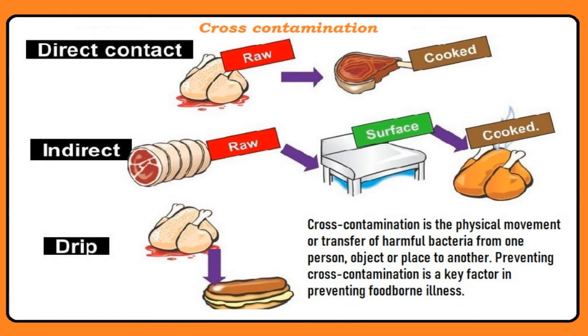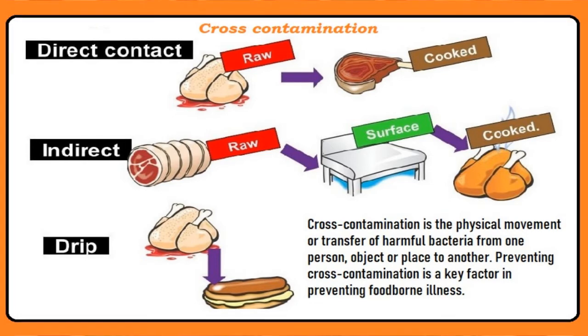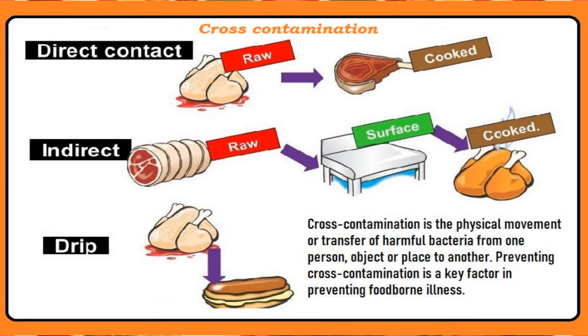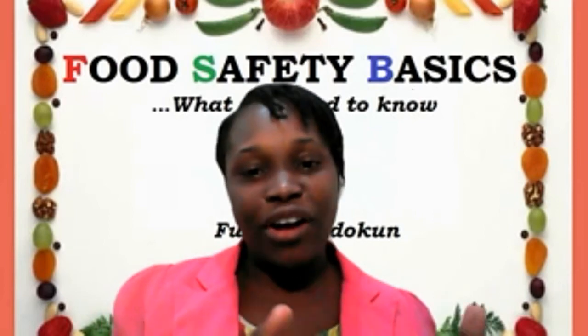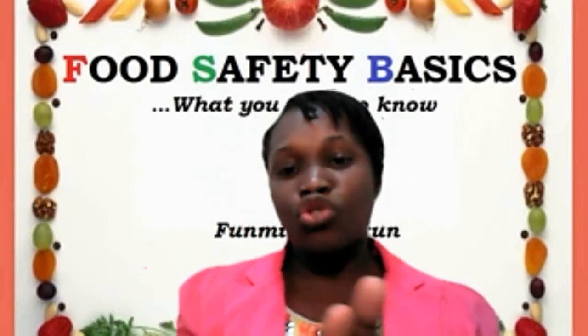And the last one, which is the drip cross-contamination, is when we store raw food above our ready-to-eat food, and the juice from the raw food drips onto the ready-to-eat food. That is what we call drip contamination. So the three cross-contaminations: the direct, the indirect, and the drip cross-contamination. And how do we prevent these three? How do we prevent this bacteria or microorganism from moving from the raw food to our ready-to-eat food?